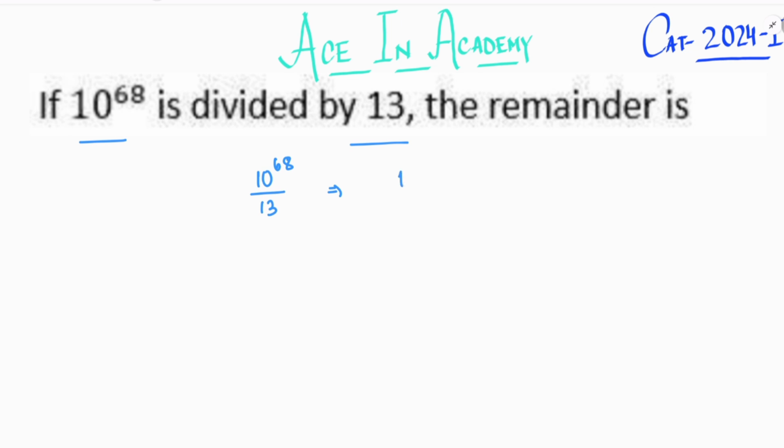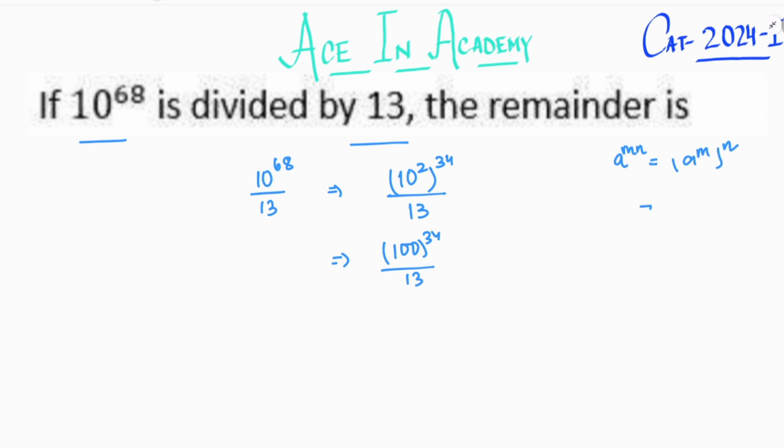We can write it as 10 raised to power 2, whole raised to power 34, as 2 into 34 is equal to 68, and we know the property that a raised to power mn can be written as a raised to power m, raised to power n. So it is the same as 10 raised to power 2 raised to power 34, divided by 13. Now 10 raised to power 2 is equal to 100, so 100 raised to power 34 by 13.